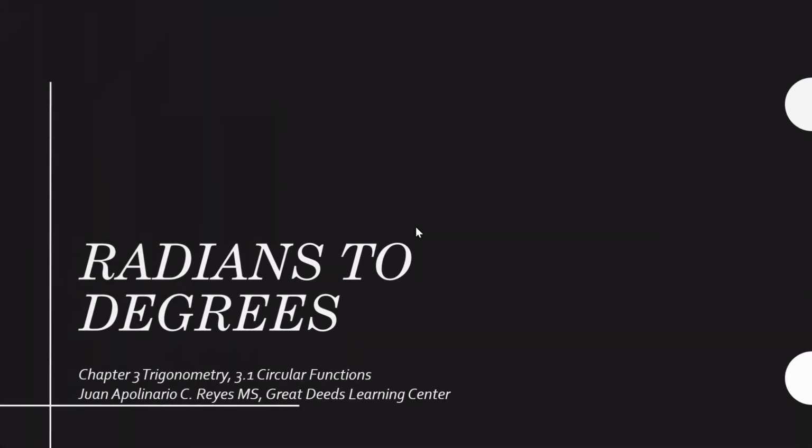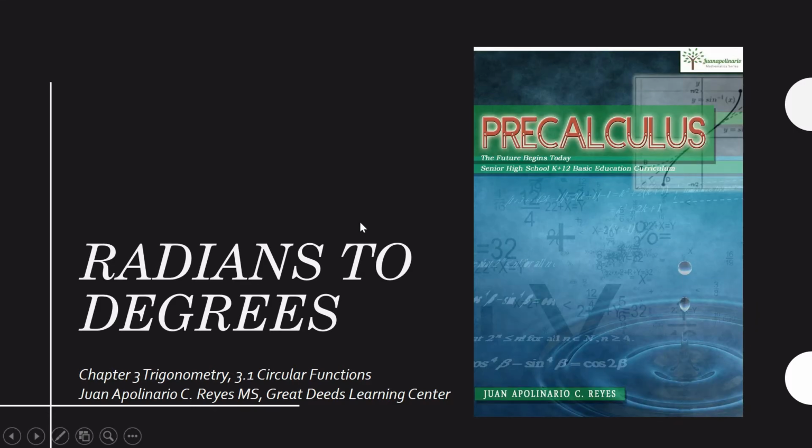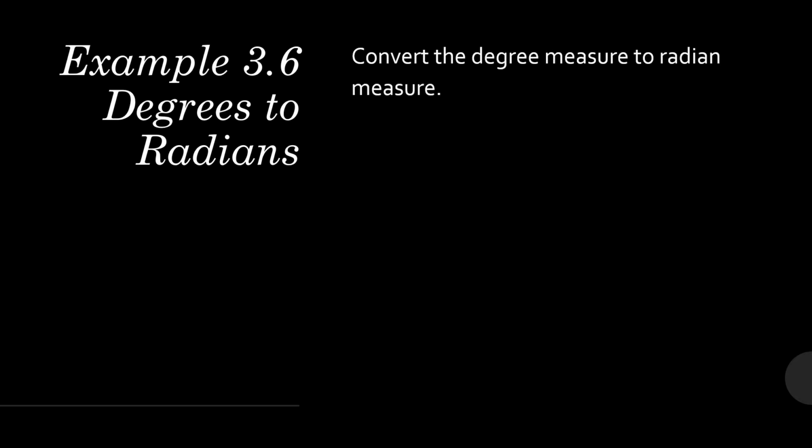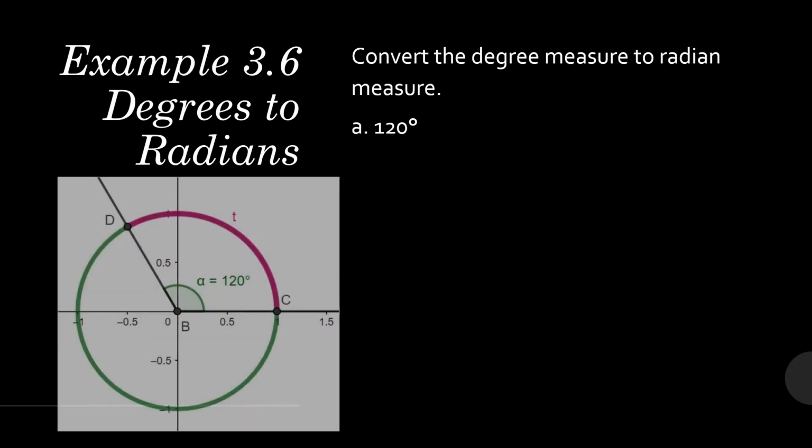We are still into converting the degree measure of an angle to its radian measure. Example 3.6, degrees to radians. Convert the degree measure of an angle to its radian measure. Our angle has a degree measure of 120 degrees. So in this example, angle CBD has a degree measure of 120 degrees. What is the radian measure of this angle?